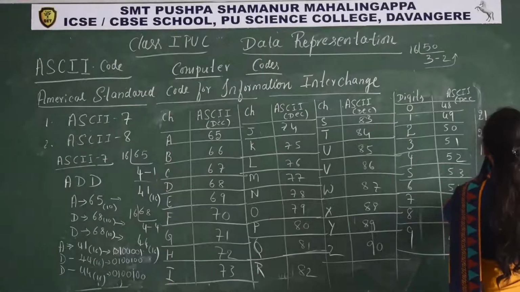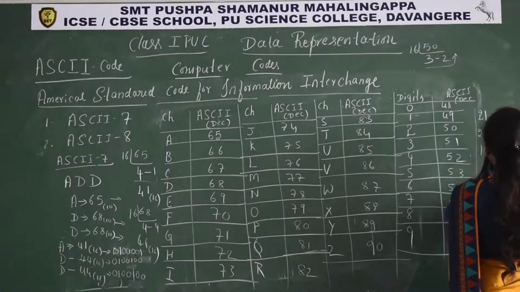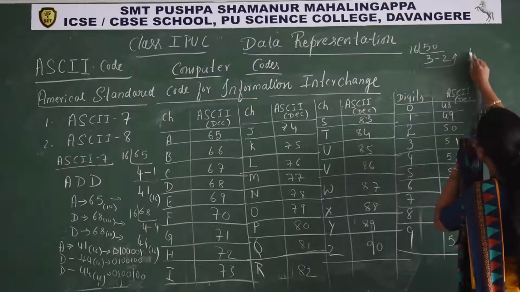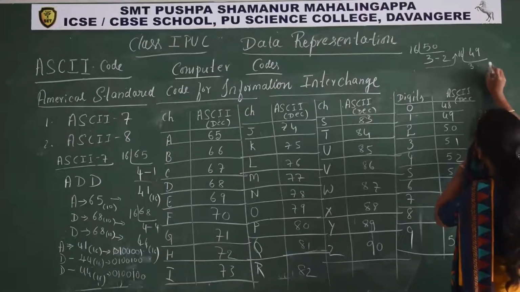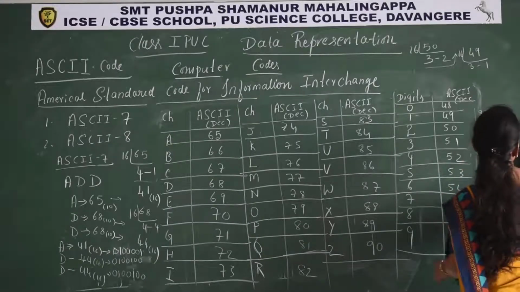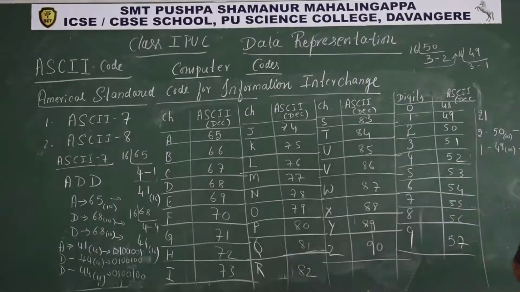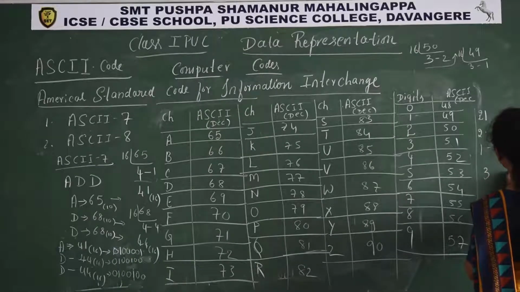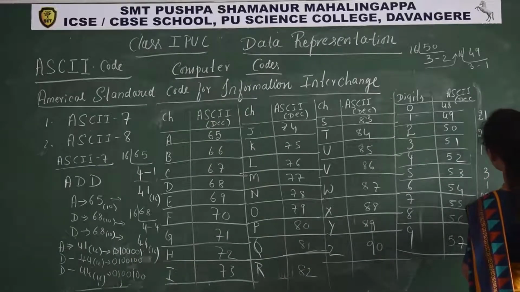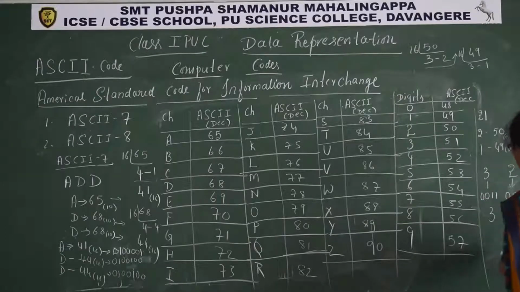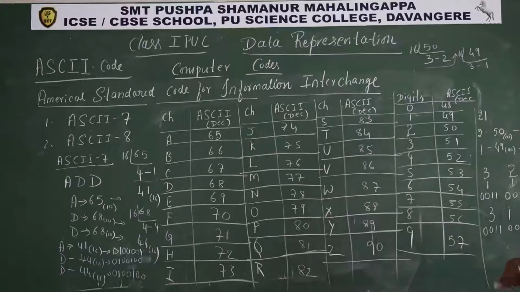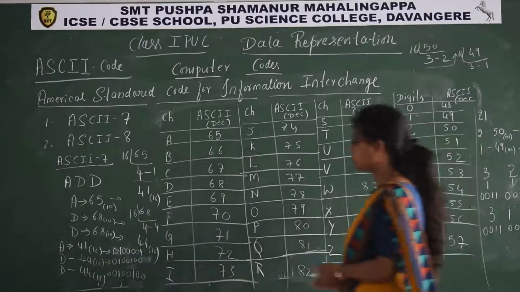Next, 32 base 16. Here 49 divided by 16, remainder is 1, so 31 base 16. Now let us write the ASCII 8 code for this number. 32: what is the 4-bit binary of 3? 0011, and 2 is 0010. Then 31: 0011 and 0001. So this is the ASCII 8-bit binary code.